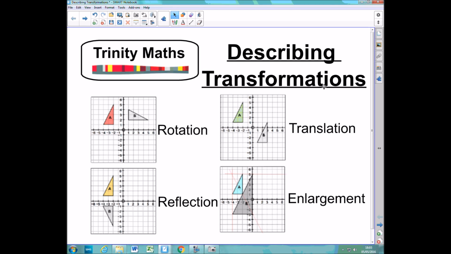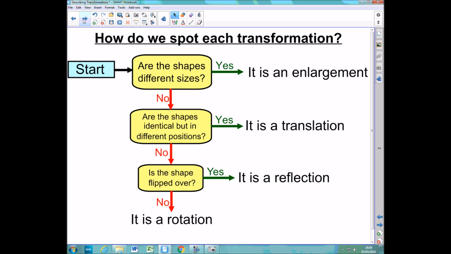This video is related to all the different transformation videos I've done before, but this time we're going to look at describing transformations instead of actually completing them. So first, how do we spot each transformation? Well, everybody has their own way of doing it. I do this sort of flow diagram in my head.